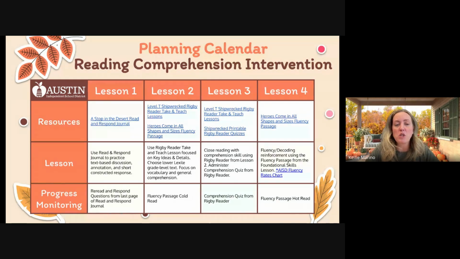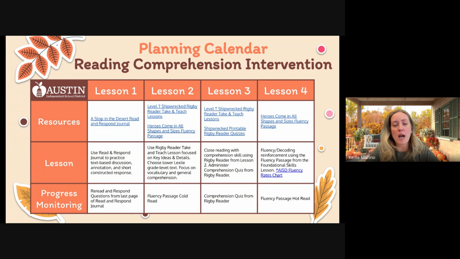So my lesson would be to use the Rigby Reader Take and Teach lesson focused on key ideas and details, and choose that lower Lexile grade level text with a focus on vocabulary and general comprehension, because I'm using key ideas and details. Notice that in progress monitoring here, I listed the fluency passage cold read. So I'm not going to teach a lesson on that fluency passage on that day. I might just be taking a moment to grab each of my students for 1 minute and do a cold read for that fluency passage just to see where we're at.